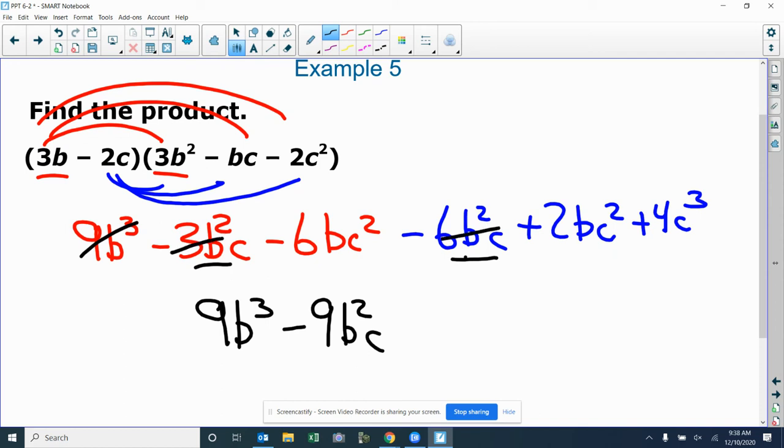Then we have some bc squareds together. That looks like I have positive 2 and negative 6. That's gonna be negative 4 bc squared. And then we're gonna end up with plus 4 c cubed.